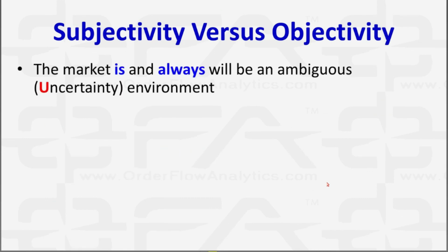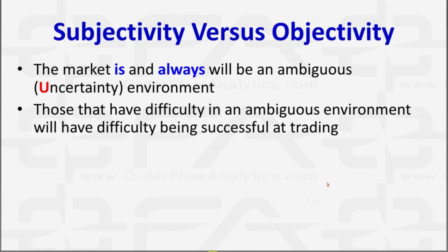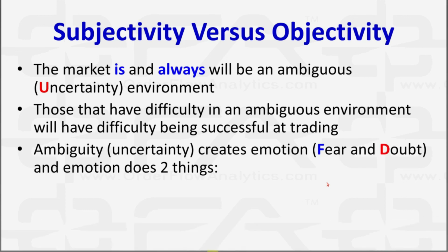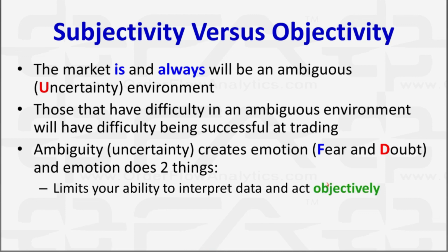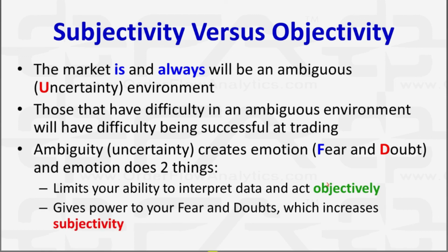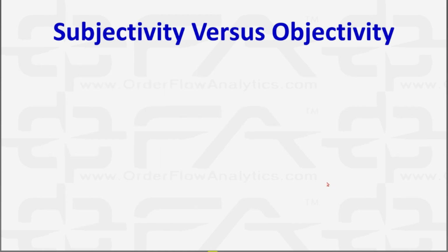The market is and always will be an ambiguous, uncertain environment. Those that have difficulty in ambiguous environments will have difficulty being successful at trading. Ambiguity and uncertainty create emotion, fear, and doubt, and emotion does two things. It limits your ability to interpret data and act objectively, and it gives power to your fears and doubt, which increases subjectivity.